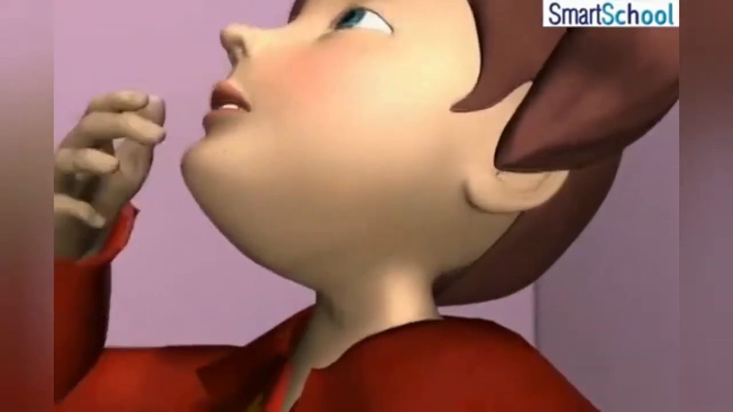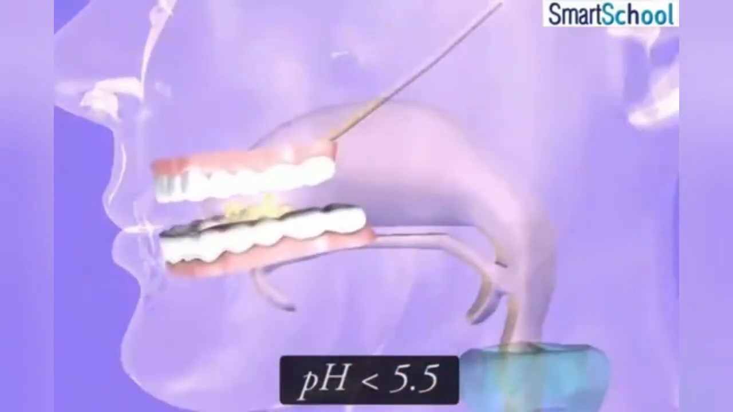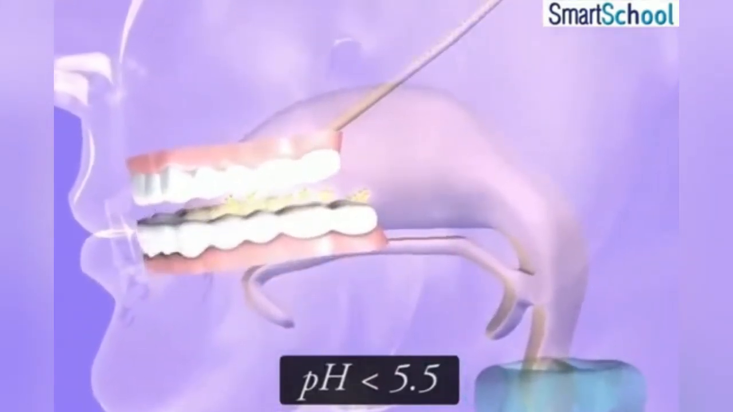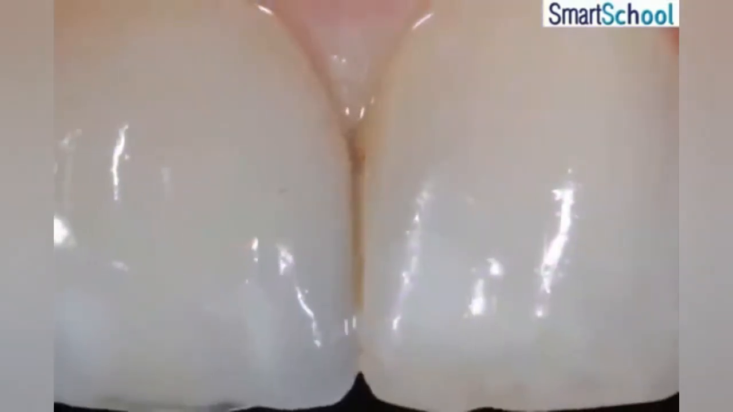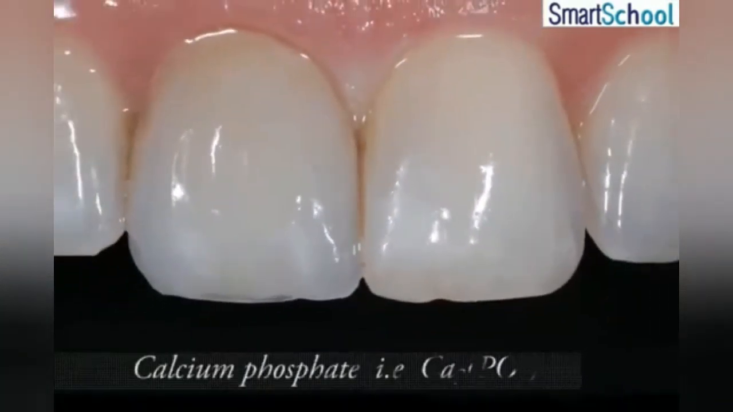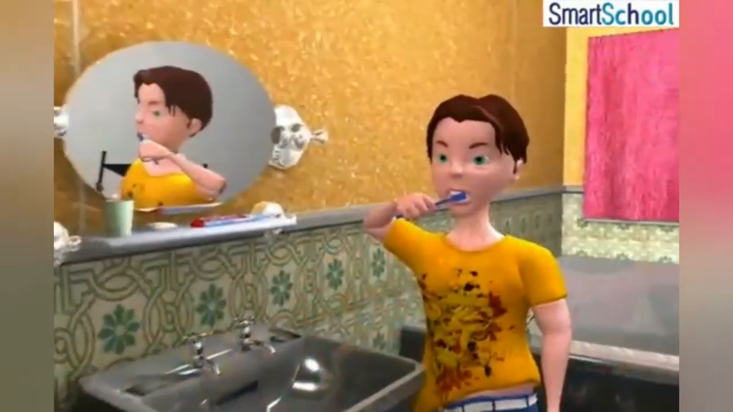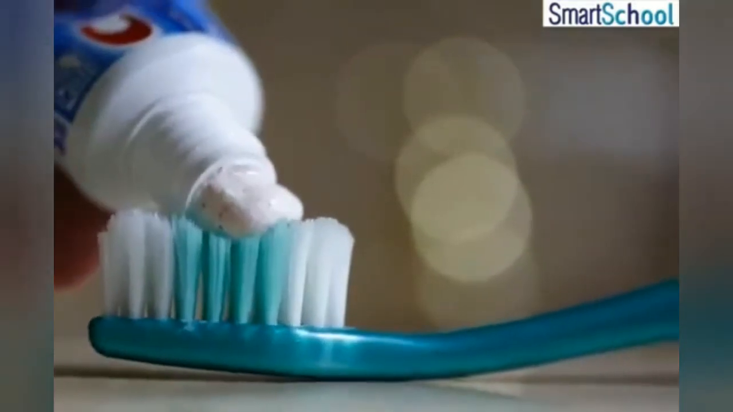Also, after eating, the bacteria present in the mouth start producing acid due to the degradation of sugar and food particles left over in the mouth. This reduces the pH of the mouth below 5.5, and the tooth enamel, which is made up of calcium phosphate, that is Ca3(PO4)2, the hardest substance in the body, starts decaying. Therefore, it is advised to clean the mouth after eating food using some toothpaste. These toothpastes are generally basic in nature.